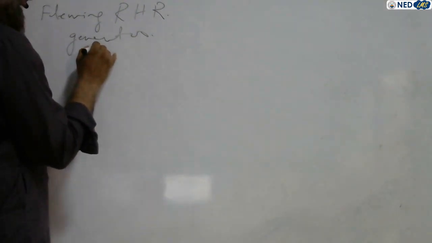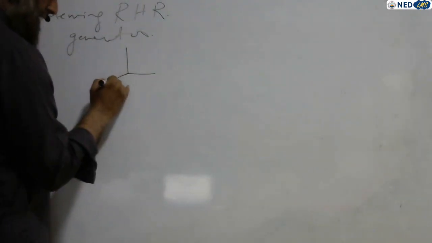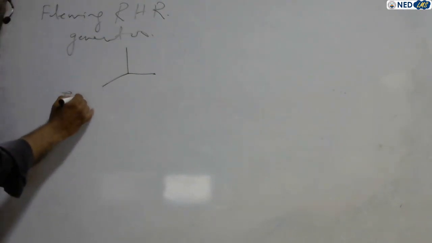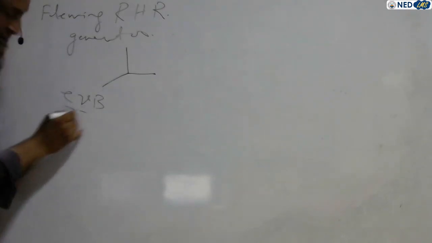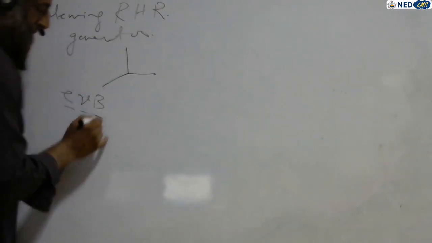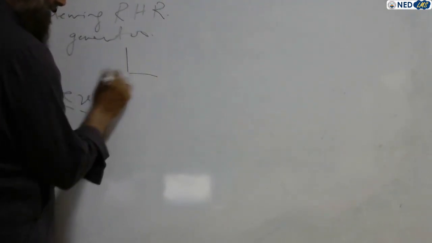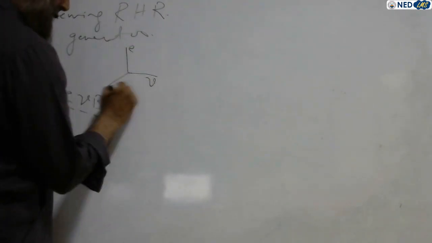There are three parameters, X, Y, Z. We have three parameters, that is Fleming right rule is E, V, B. E is induced voltage, V is velocity of the conductor, B is magnetic field. All these parameters are perpendicular to each other, like X, Y, Z axis. V is velocity, E is voltage induced, B is magnetic field, right?